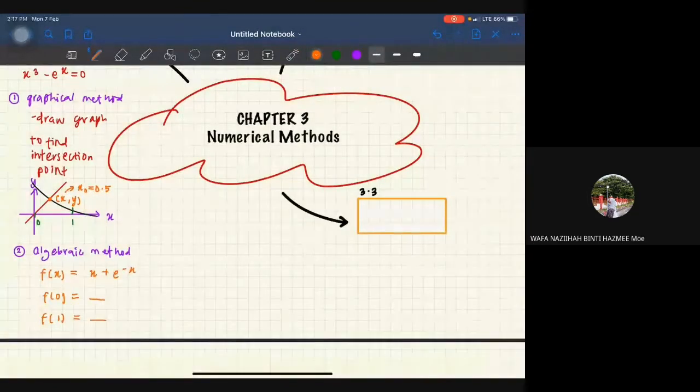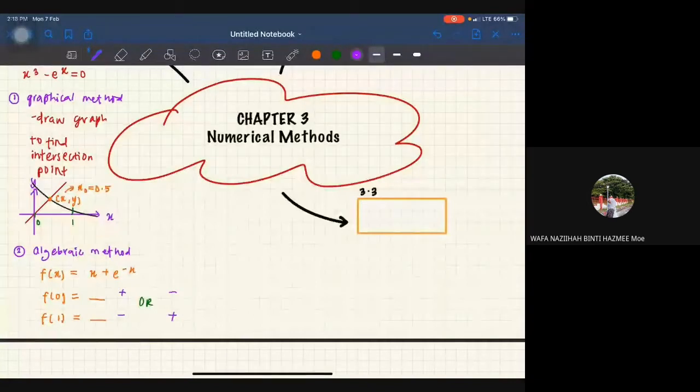Okay, so nilai dia mestilah positif 1 and also negatif 1. Barulah kita tahu dekat tengah-tengah tu dia ada intersection point. Okay, so 1 must be positive, 1 must be negative. Ataupun 1 must be negative, 1 must be positive. Dia mesti salah satu.